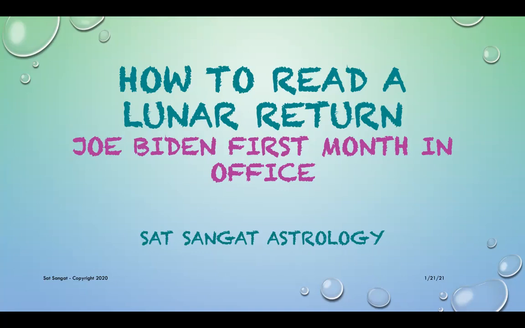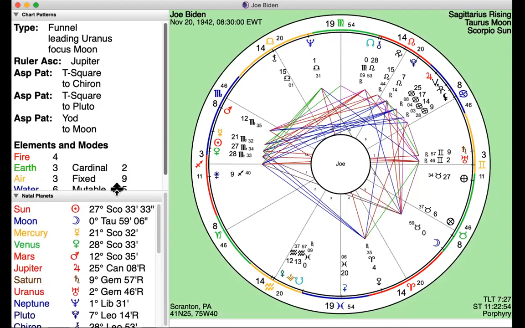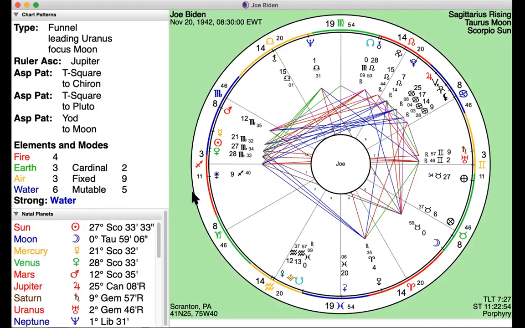So now I will dive into the natal chart just a little bit in order to give a foundation. So this is the natal chart of Joe Biden, and this is the basis of the calculation for the lunar return. Here we see the natal moon is at 0 degrees 59 Taurus.